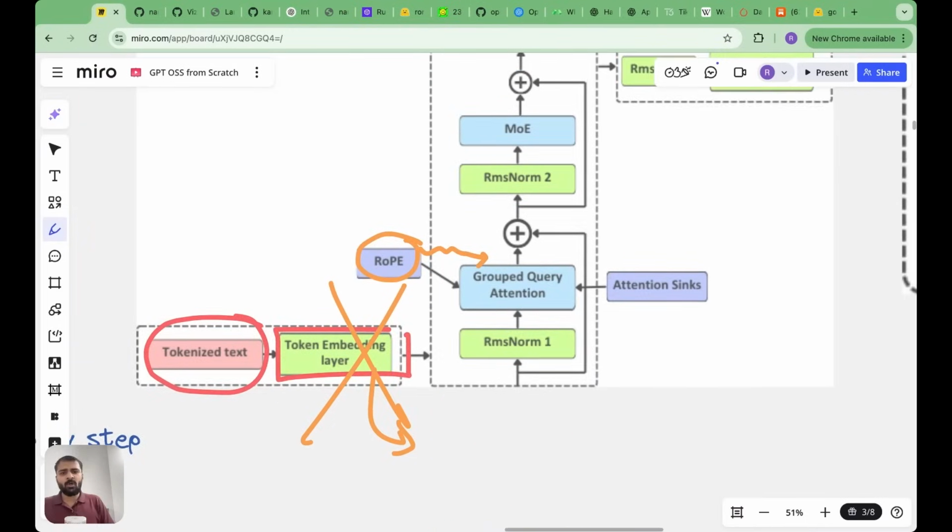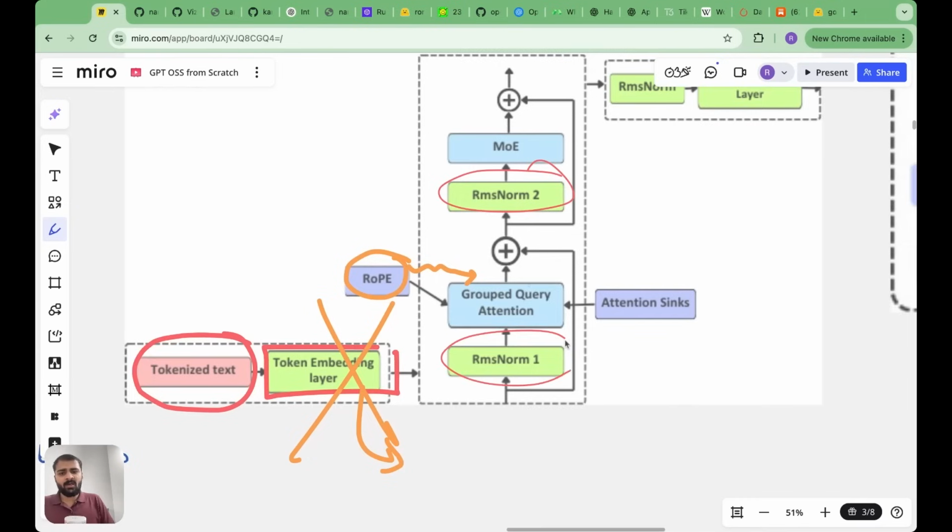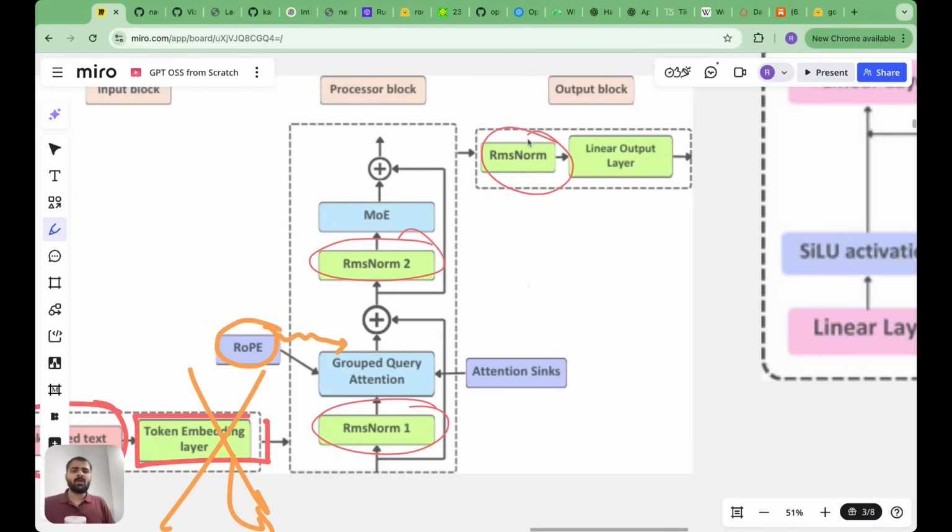So whenever we have a normalization here and also in the output block, you should note that it does not change the size of the vector. The dimension of the vector remains the same. It's an in-place operation. There is no interaction between different vectors also. We are just looking at one vector and we are updating it.